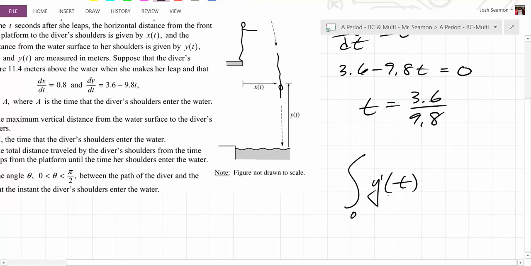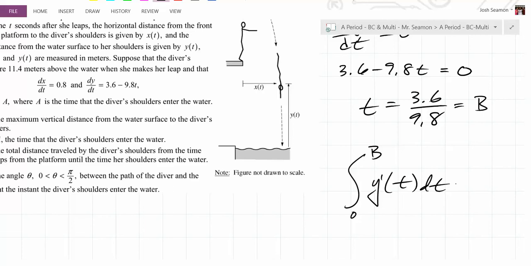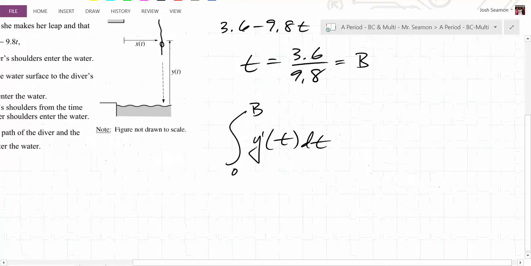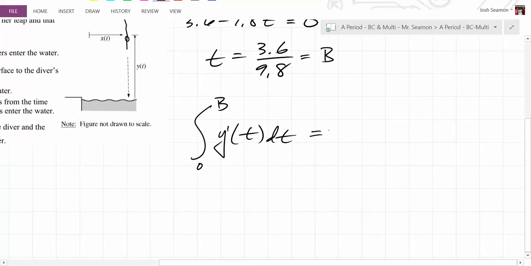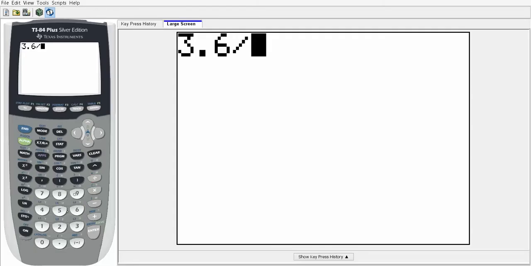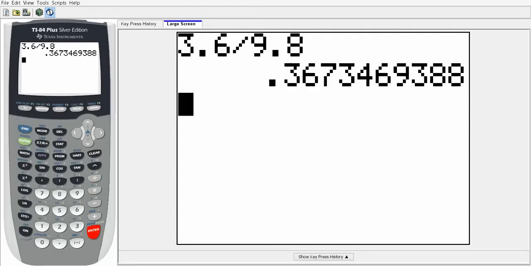From time 0 to what? Let's call that time b, like this, dt. If you integrate that, that's going to be the overall net change in height from the launching time to the time at which the person is at the highest point, correct? So when you do this integral, can you tell me what it comes out to be? Okay, so this is divided by 9.8, correct? I'm going to store that as b.